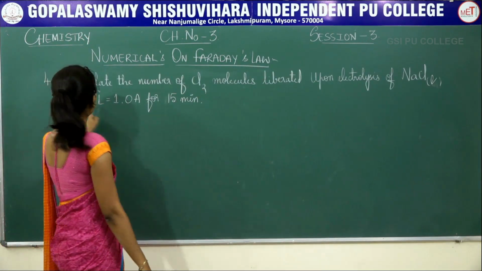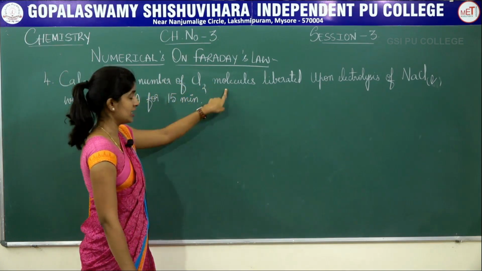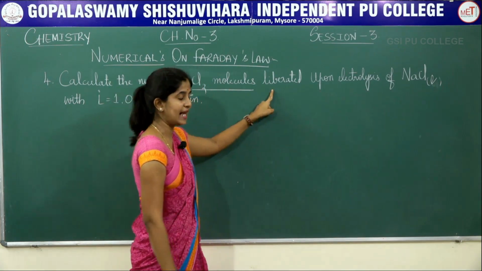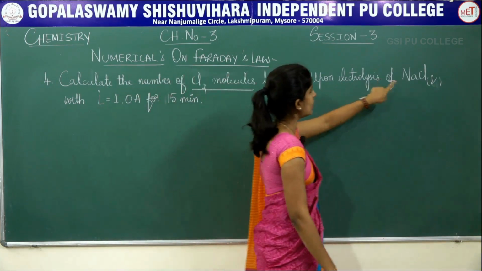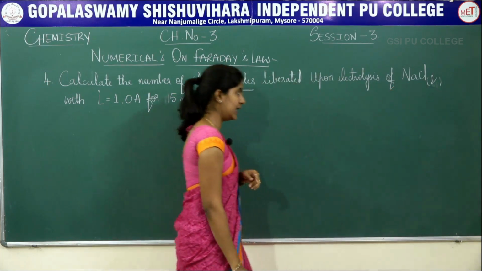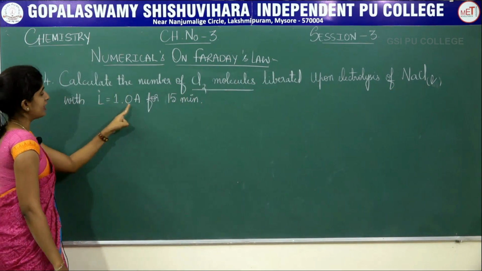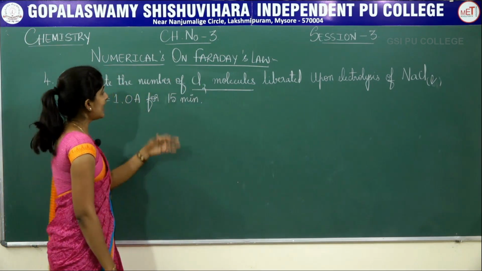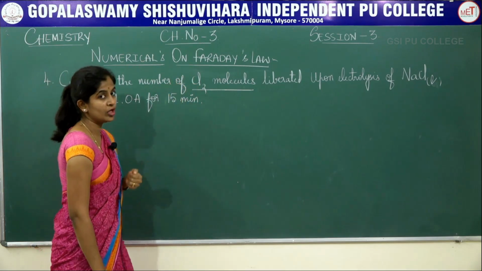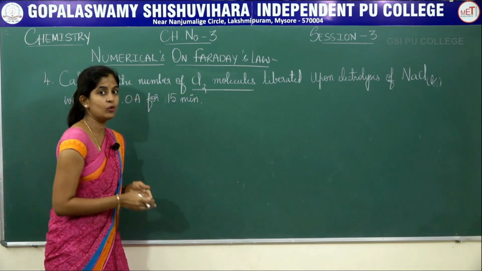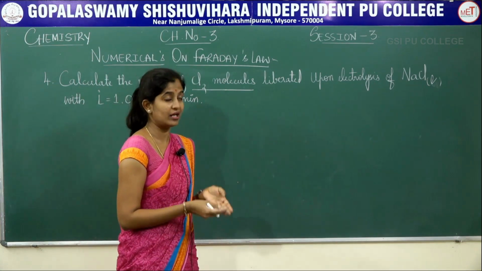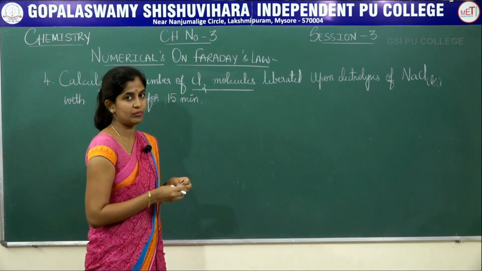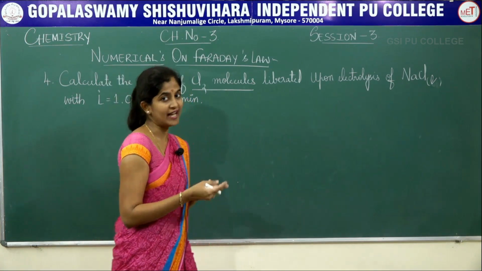The next problem will be, calculate the number of chlorine molecules. Remember, you have to calculate here the number of chlorine molecules liberated. It is a gas liberated upon electrolysis of liquid NaCl, that is your molten NaCl, with a current of 1 ampere for 15 minutes. So directly we do not have any formula to calculate this. As a result, I will first determine the mass of chlorine liberated, from which, using the mass and Avogadro number, I can calculate the number of molecules of gas liberated.